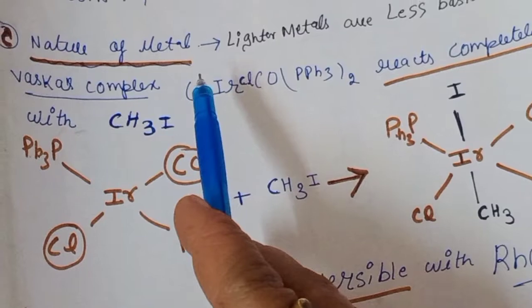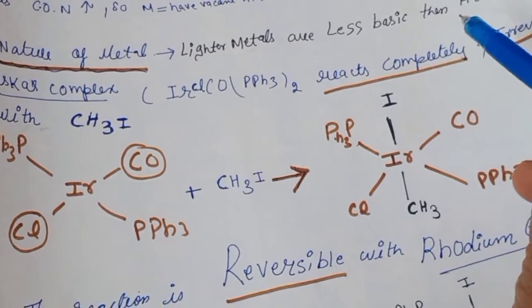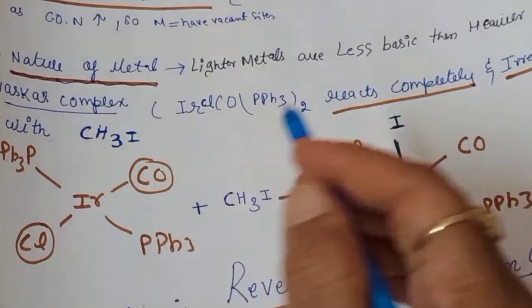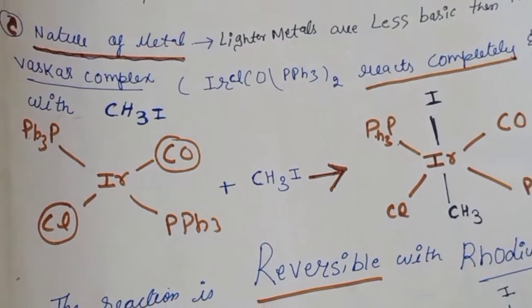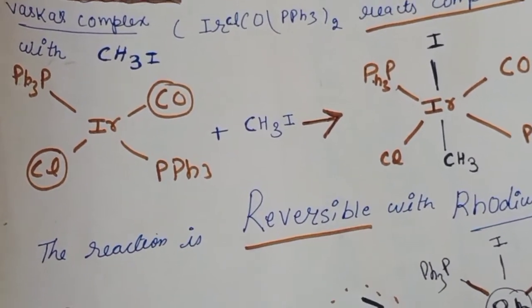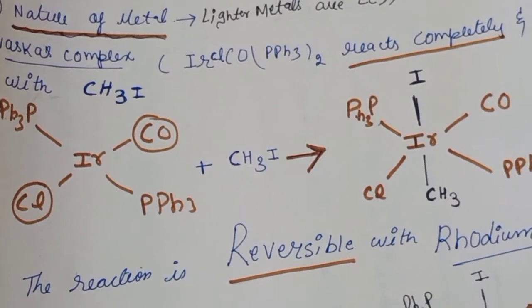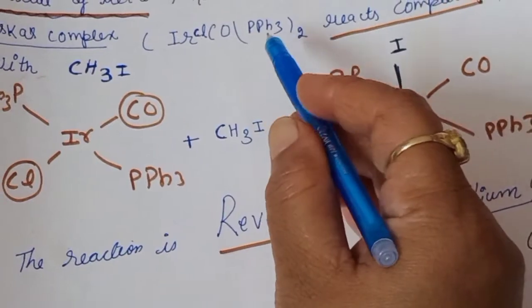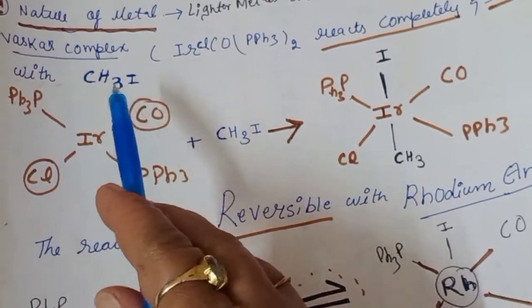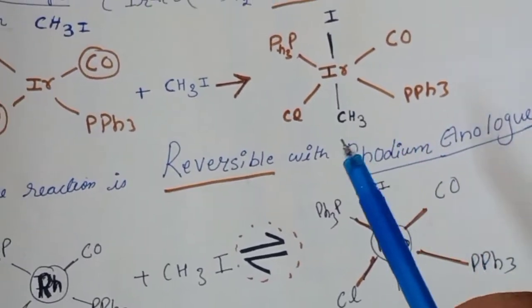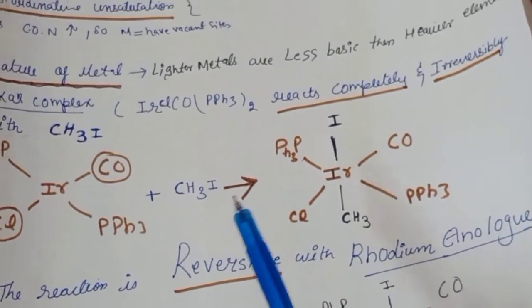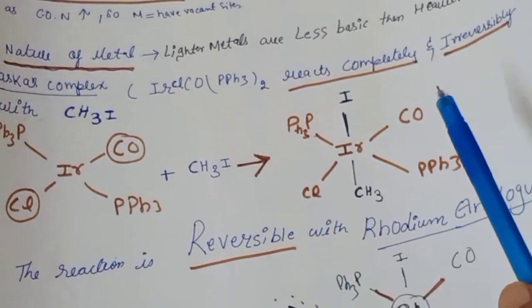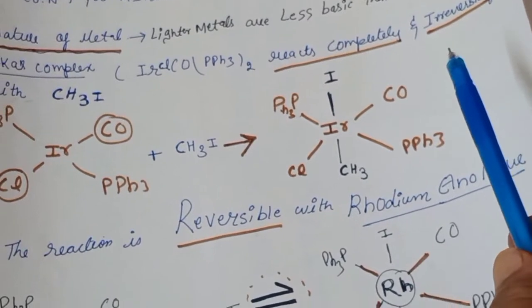Nature of the metal is important. The lighter metals are less basic than the heavier metals. If we compare iridium and rhodium, it depends upon the type of the metal. This is our Vaska complex again. So what is the Vaska complex? It is iridium, with a Cl ligand, a carbonyl ligand, and triphenylphosphine ligands. When it reacts with methyl iodide, what happens here? When the metal is iridium, the reaction will go to completion and it is an irreversible reaction.